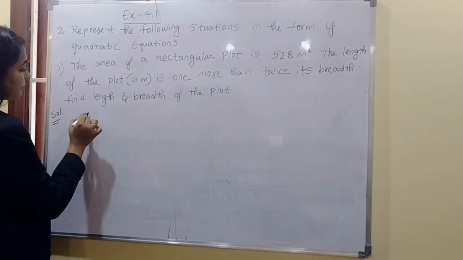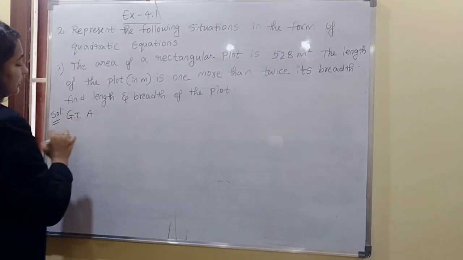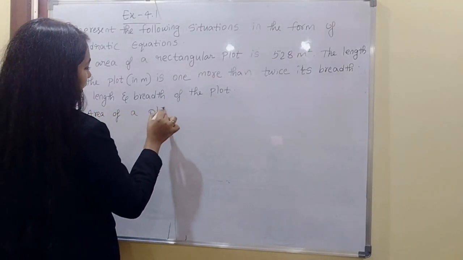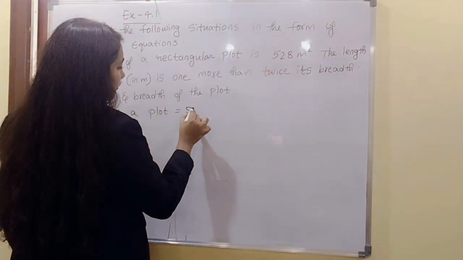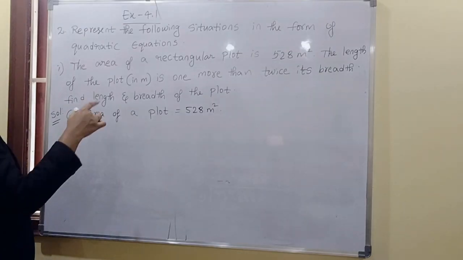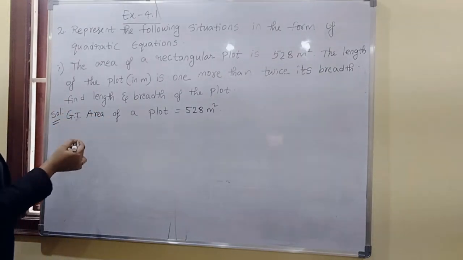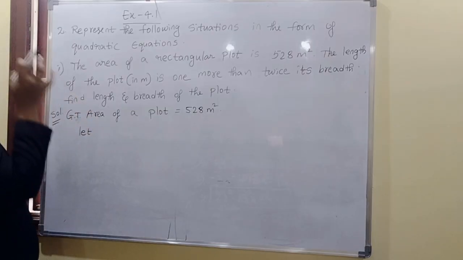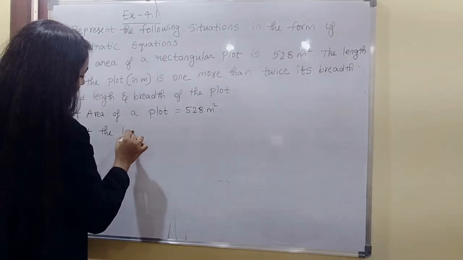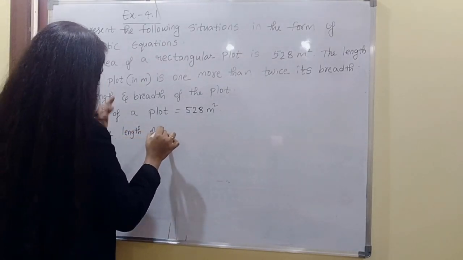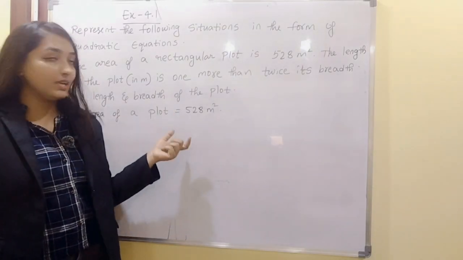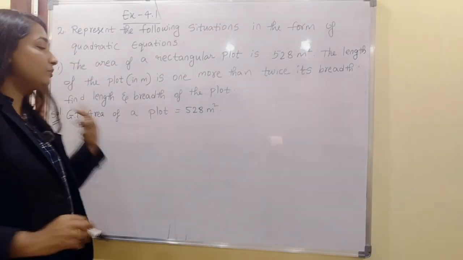Okay, so what is given? First you write the given thing. Given that the area of a rectangular plot is 528 meters square. And what else is given? The length is 1 more than twice its breadth. So we don't know the breadth and length, right? Given that the area of the rectangular plot is 528 meters square, we don't know the length and breadth.